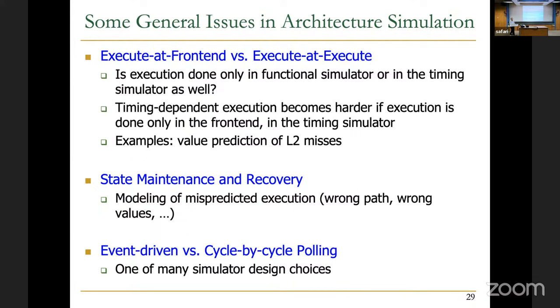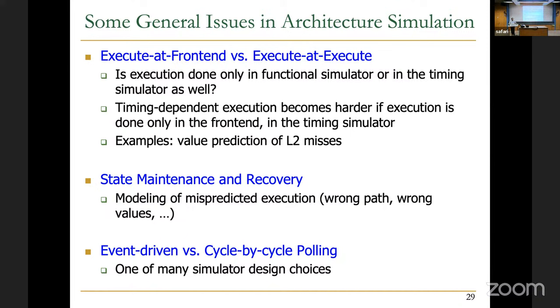To continue, there is execute at front end versus execute at execute. Is execution done only in the functional simulator or in the timing simulator as well? For some parameters or some simulations, we can rely only on the execution done at the front end. But some execution is timing dependent, like thread scheduling, which becomes harder if execution is done only in the front end. We need to make some connection between the timing simulator, the backend and the front end. Examples are multi-threaded execution, which I mentioned, or, for example, value prediction of L2 misses.